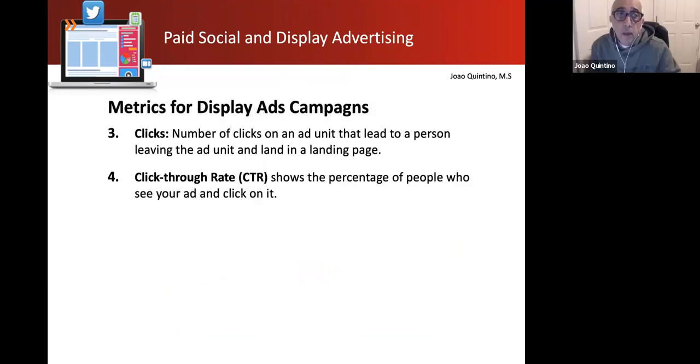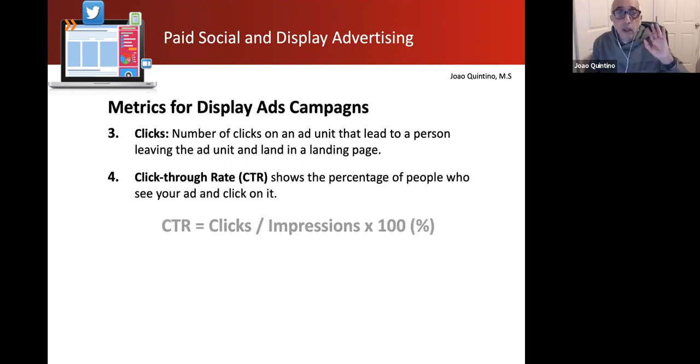So clicks is every time people click. Click-through rate is the percentage of people who saw your ad and clicked. I see your ad, but sometimes you don't even see it. It appears on the browser, but probably you don't even pay attention to it. But it's still considered an impression. But if you click, you have the click-through rate. So it's the number of clicks divided by the number of impressions times 100, because it's a percentage that you get.